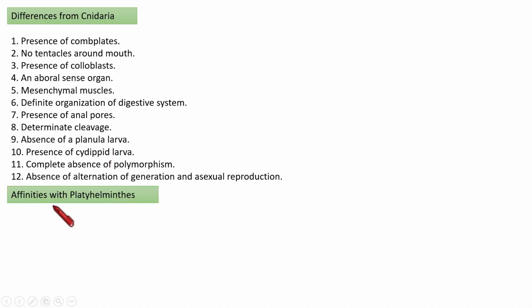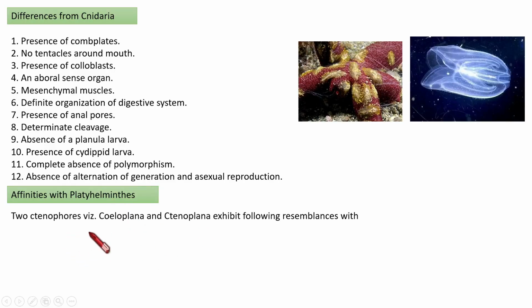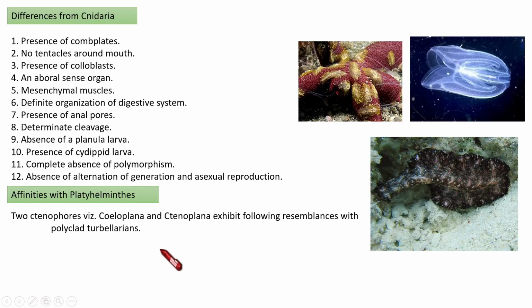Next, we are going to see the affinities of ctenophores with the phylum Platyhelminthes, the flatworms. Two ctenophores, Coeloplana and Ctenoplana, exhibit the following resemblance with polyclad turbellarians. Here is one platyhelminth, the polyclad turbellarian, whose picture is shown here. These two ctenophores show some resemblance with this polyclad turbellarian.